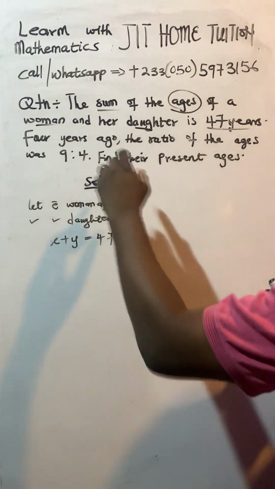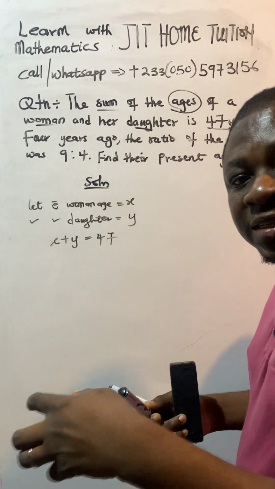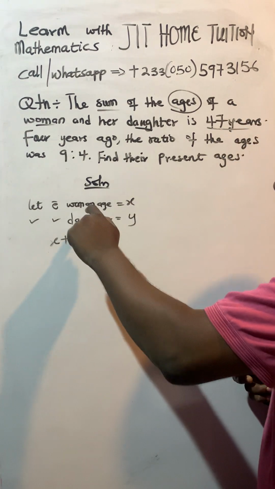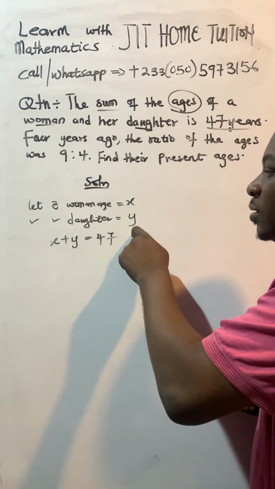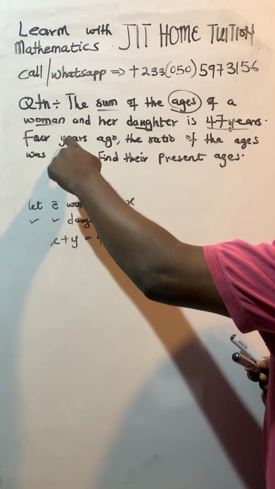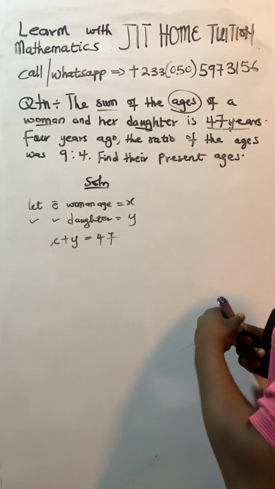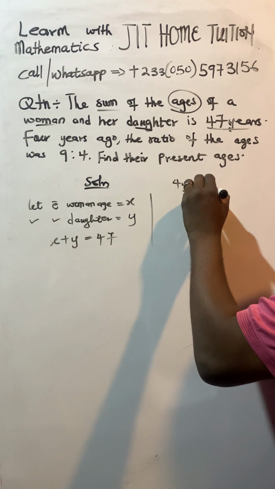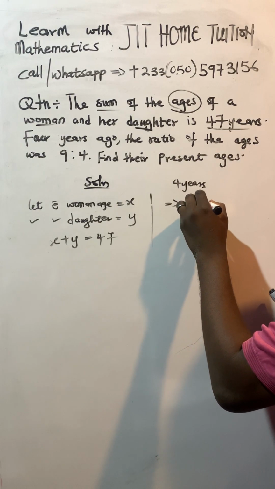So for the first part of the question, that is what I have simplified over here. Then the question is also saying that 4 years ago. So this one is representing their current age. That is, the x is representing the current age of the woman. The y is representing the current age of the daughter. But the question is now saying 4 years ago. So if you want to know the age of the woman 4 years ago, it will now be equal to x minus 4.